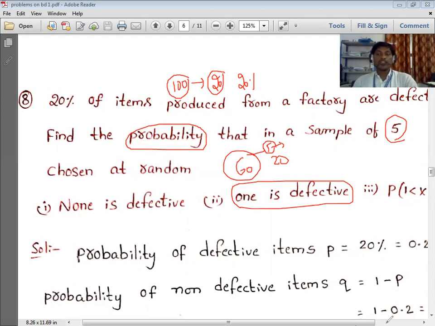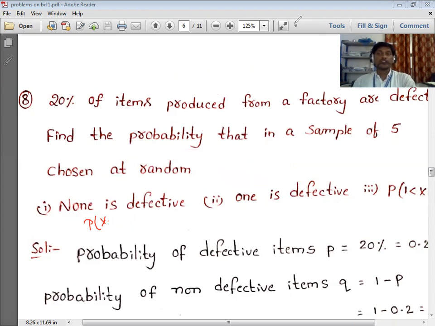Next, P of 1 less than x less than 4. This is again in symbolic notation. They may mention that in word notation also, between 1 and 4. So this one is also taken between 1 and 4. So P of 1 less than x less than 4. Third one. So none is defective is nothing but simply what we can calculate, P of x equal to 0. Next, 1 is defective is nothing but P of x equal to 1. And between 1 and 4, P of 1 less than x less than 4. So these are what we need to calculate.